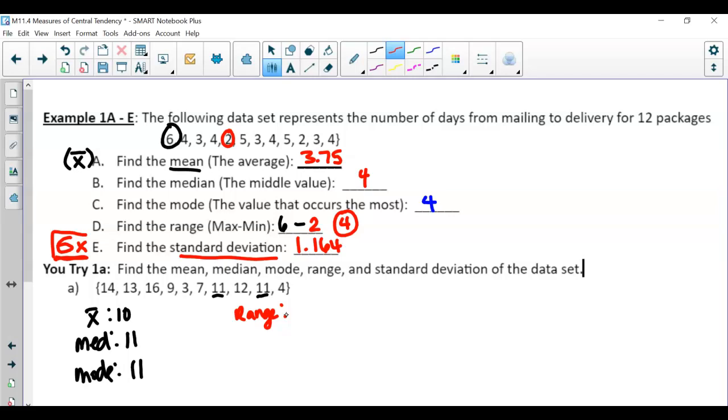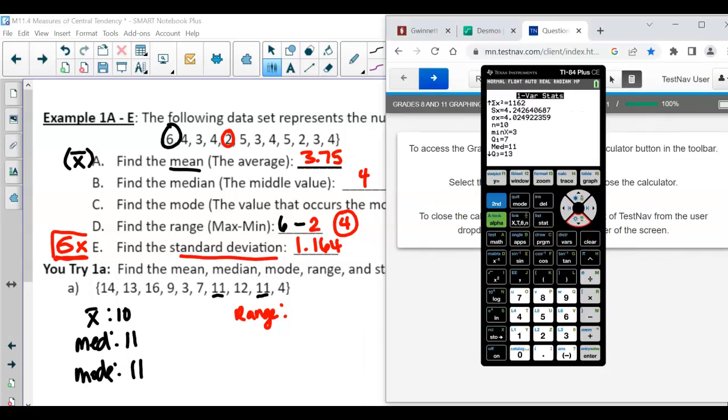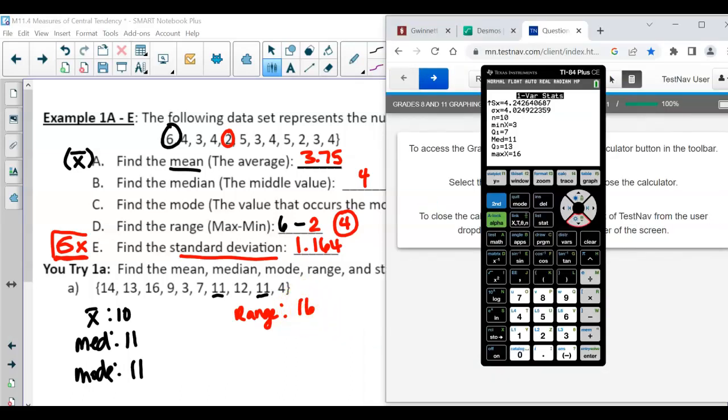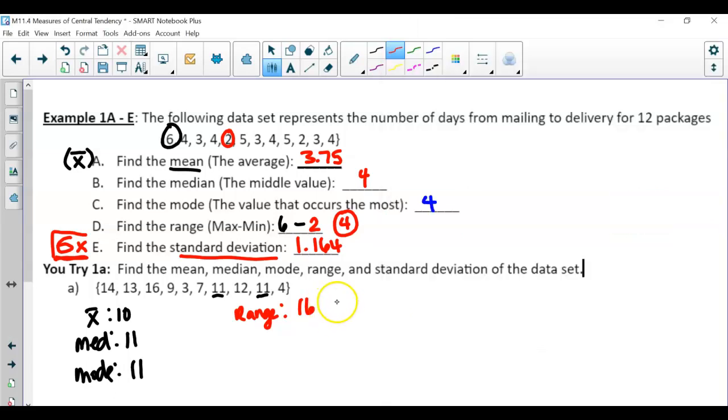Now you could have used a calculator to identify the maximum, right? The maximum value is 16. The minimum value is 3. You could also see that visually here too, that the largest was 16 and the smallest was 3, making your range 13. Then the standard deviation or the sigma, right?